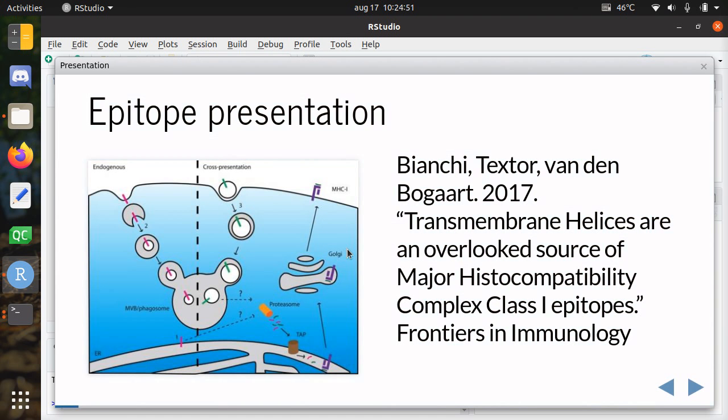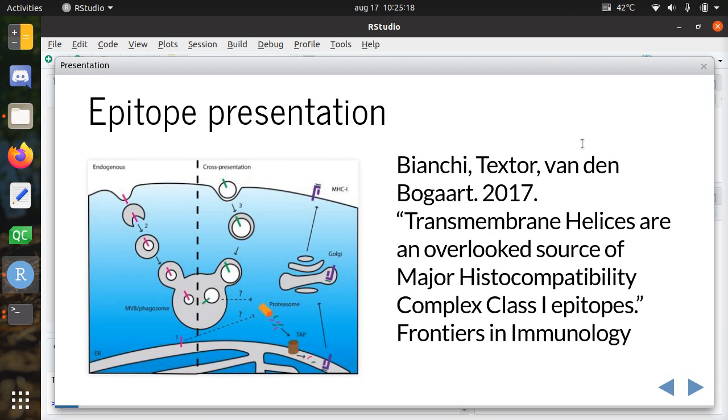So let's get started. Presenting epitopes is done by the major histocompatibility complexes in humans. There are two classes, 1 and 2, whereas 1 is most important for detecting a viral infection within a cell. It's a flag for a cell to show that it's doing fine. And MHC-2 is about cells talking to one another.